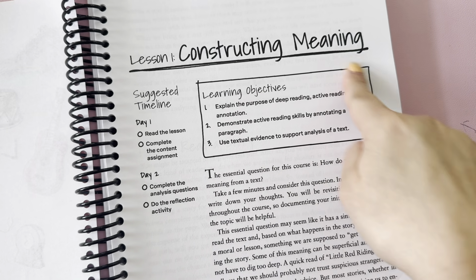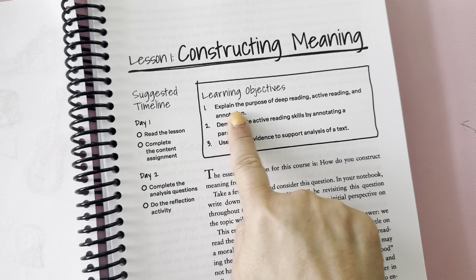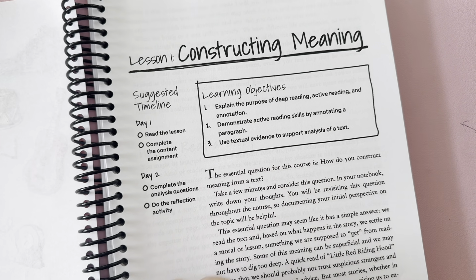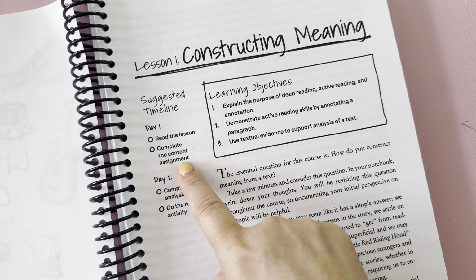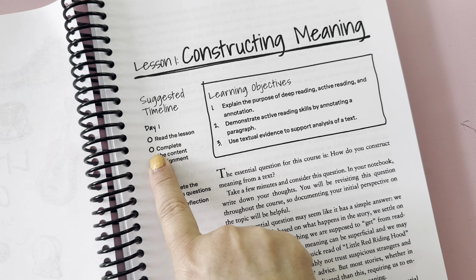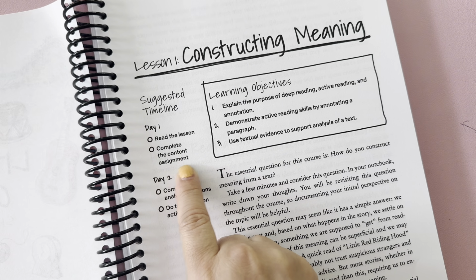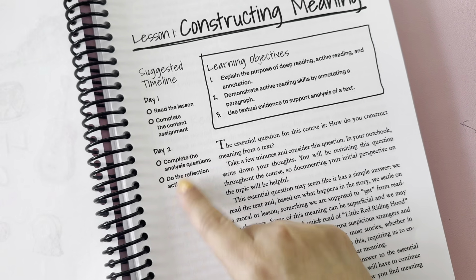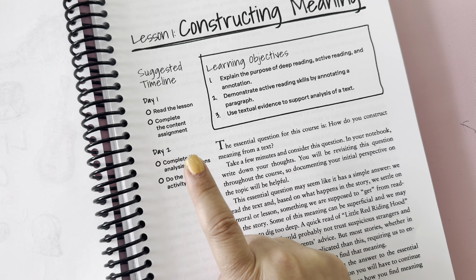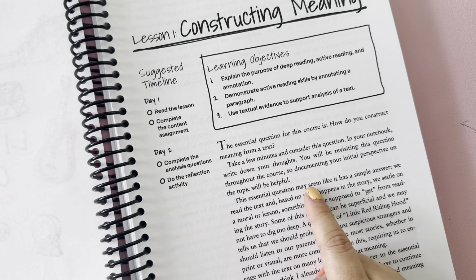Okay, so you have learning objectives. I really like that. It's in a big old box in here telling you exactly what we're going to be doing. So again, the main focus for lesson 1 is annotating. But then if you look over here, I think this is really cool because it breaks it down. So day 1, you're going to read the lesson and complete the content assignment. And then day 2, complete the analysis question and do the reflection activity.